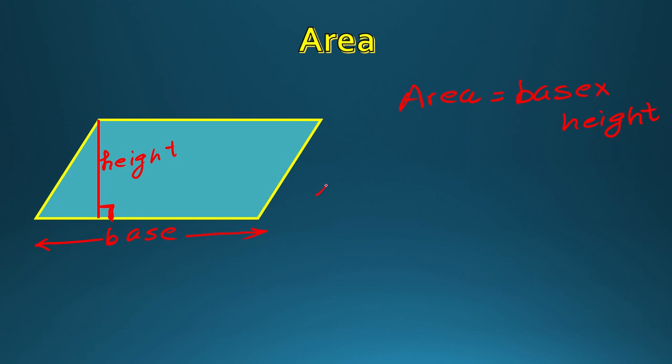If you know these two things, then you can find the area of a parallelogram easily. I'm writing in short, A is equal to B times H, where B means base and H means height. In this formula you can see three things: one unknown is area, another is base, another is height. In the question, they will give you two of these three things. Maybe they will give you base and height and ask you to find the area. Maybe they will give you area and base and ask you to find the height. Or maybe area and height are given, and you must find the base.